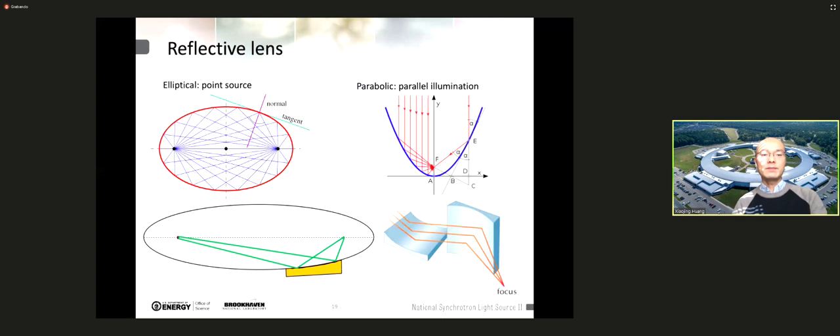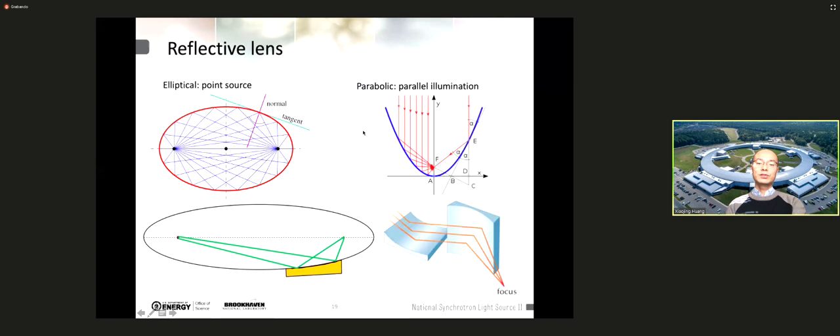Okay, the second type of X-ray lens is reflective lenses. So basically they are mirrors. Again, depending on the geometry, there are two types. The first type is if we assume the light is coming from a point source, and we want to focus it to another point. Then this type of lens should have an elliptical profile, and the source and the focus are located on the two foci of this elliptical function. In the second case, the light can be considered as a parallel illumination. The beam comes in parallel, and we want to focus the parallel beam to a focus. In this case, the mirror surface has a parabolic profile, and the focus point will be located at the focus spot of the parabolic function.